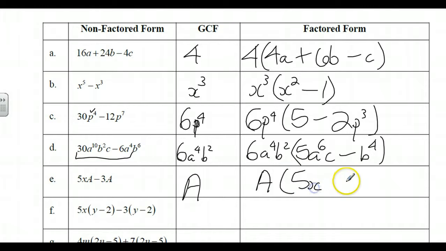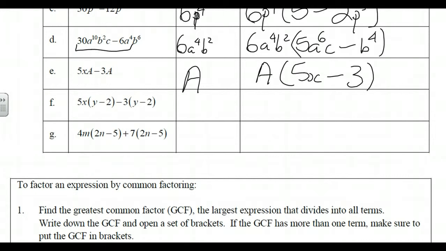I need 5x times a, 5x minus 3a minus 3. The a is there, 5xa minus 3a. Common, now this is weird, right? This is different. In this case, it's y minus 2 that is the common factor.